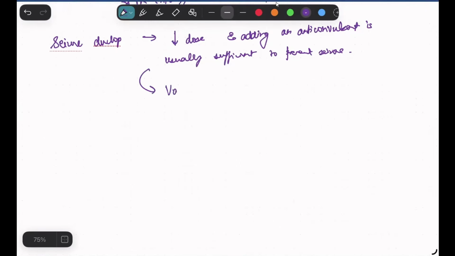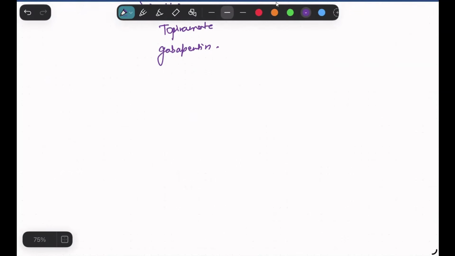Sodium valproate, topiramate, and gabapentin. Carbamazepine should not be prescribed. Why? Because it can also cause neutropenia or granulocytopenia. So the neutropenic effect of carbamazepine and clozapine will come together, and it could cause severe neutropenia and lead to stoppage of clozapine. Okay, this is clear about the side effects.